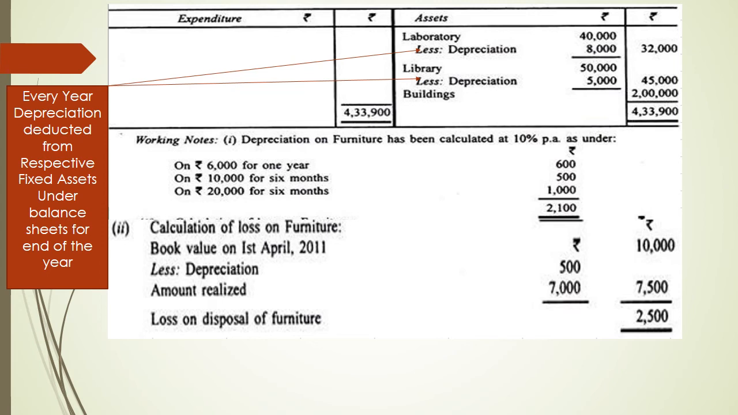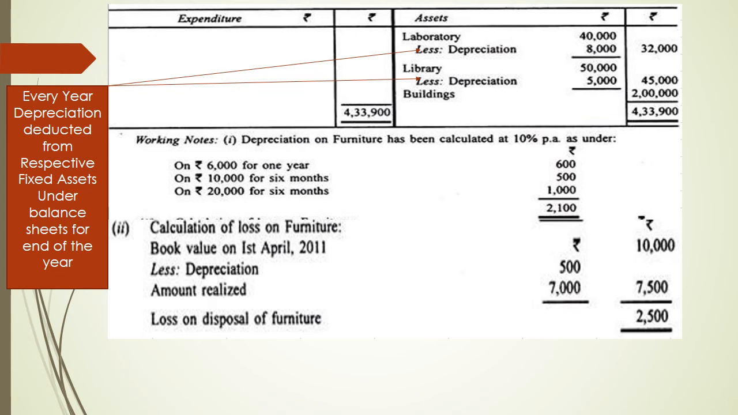So in working note number 2, the calculation of loss on furniture is this. I have a book value of the furniture of 10,000, which is sold on 1st April 2011. Before selling, we have to charge depreciation. Depreciation is charged as 500, because the furniture was sold after 6 months. The asset of value 10,000 is available only for 6 months, so depreciation should be charged only for 6 months.